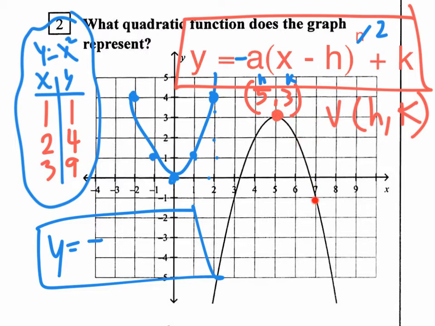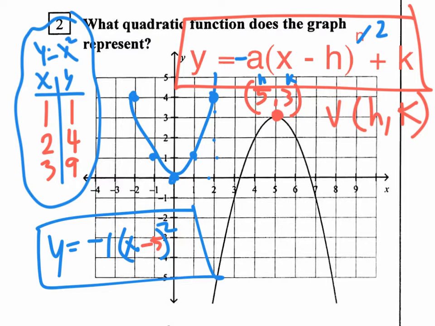2, 4, yes, it is right there. And even 3, 9, it'll be on there. So we know that the a value is actually negative 1, parenthesis, squared, and then plus k. The h value we said is 5, but we need to write it with the minus sign. So it's actually going to be x, then we're going to put a minus 5 in there.